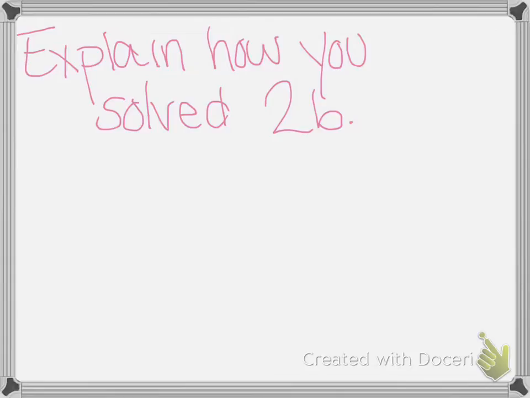And number 5 says explain how you solved problem 2b. So I know that when I multiply two fractions, I multiply the numerators and the denominators. So in 2b, you multiply the numerators, which is 6 times 3, which is 18. So the numerator is going to be 18. Then you multiply the denominators, 11 times 4. 11 times 4 is 44, so the denominator is going to be 44. So the answer will be 18/44.